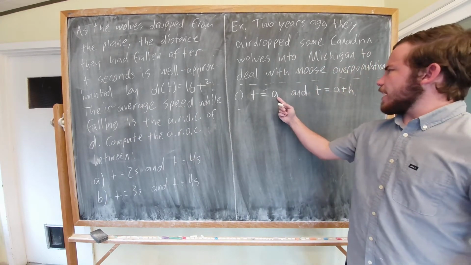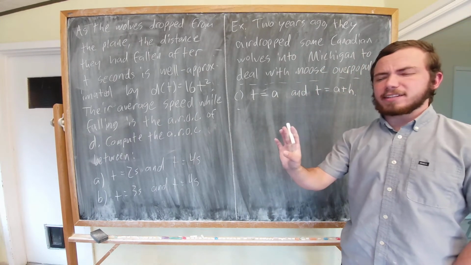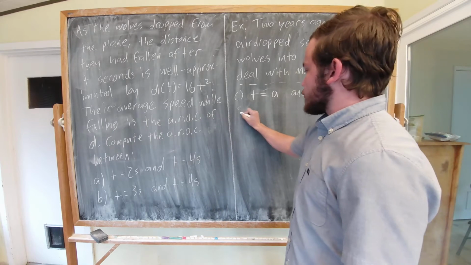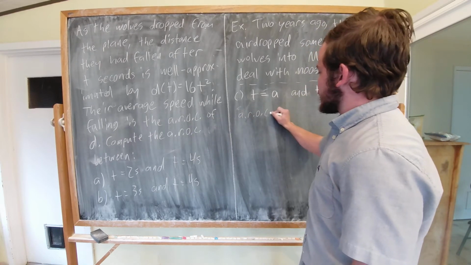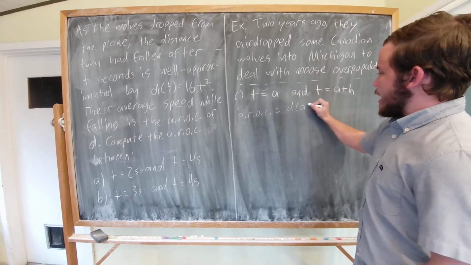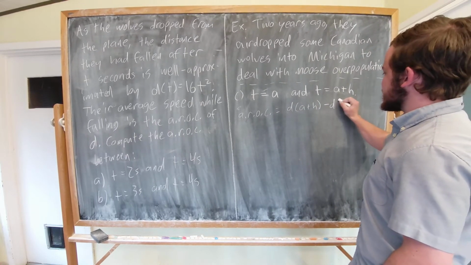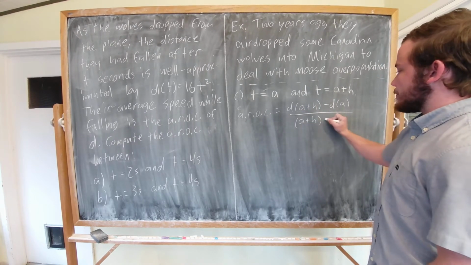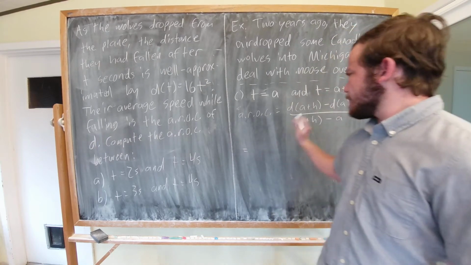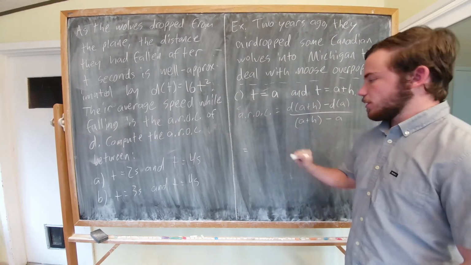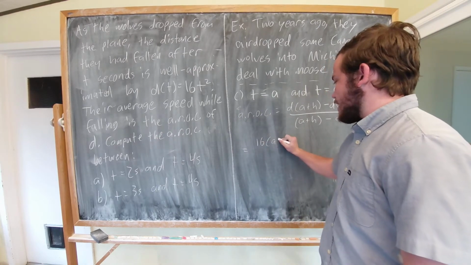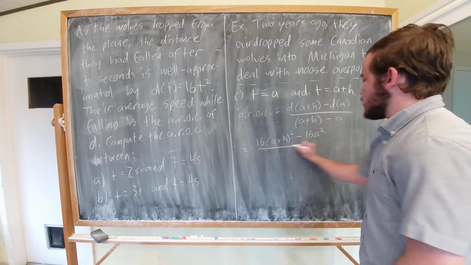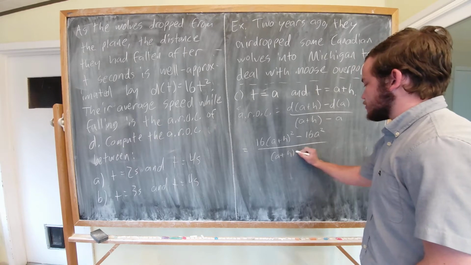Okay, here we have a and a plus h. Let's not think about it for now, let's just compute and see what we get. According to our formula, the average rate of change will be d of a plus h minus d of a over a plus h minus a. Plugging these into our formula for d of t, we get 16 times (a plus h) squared minus 16 a squared over a plus h minus a.